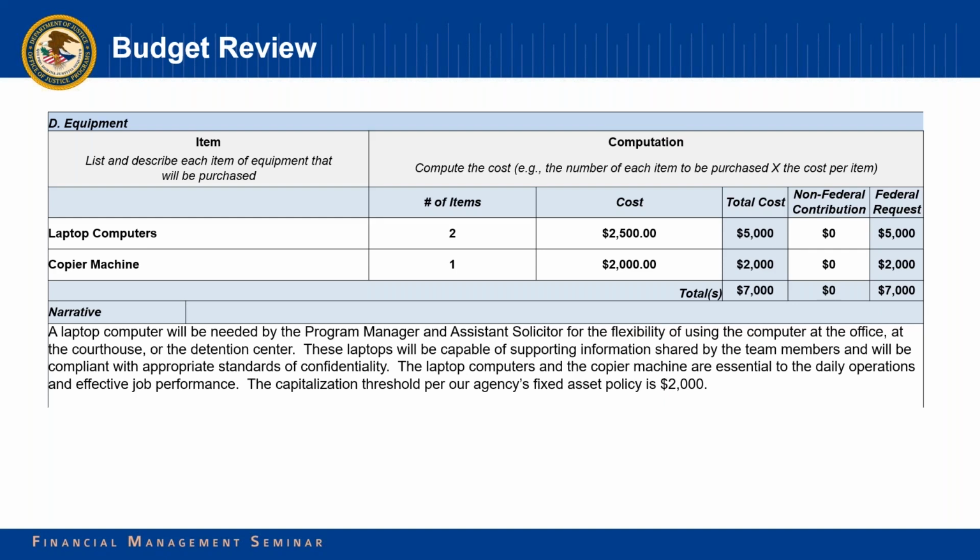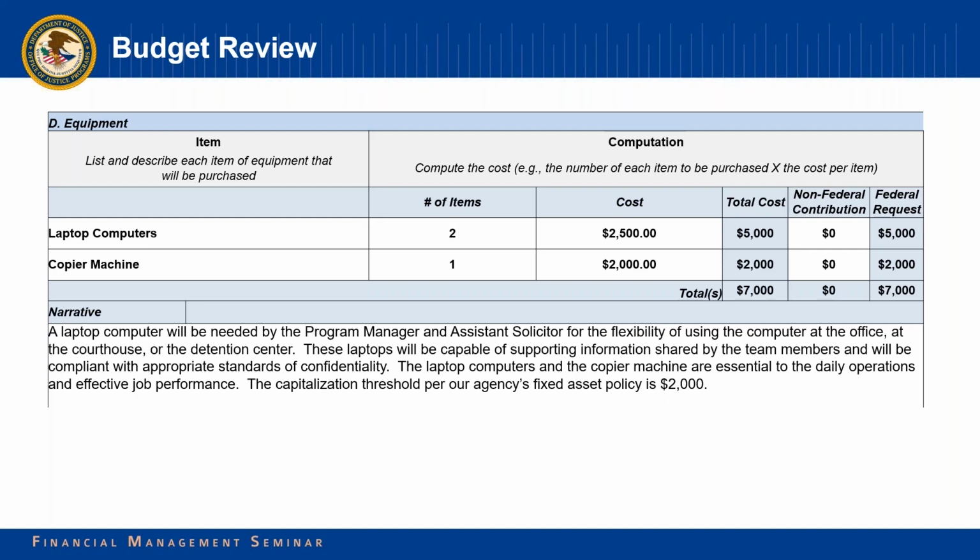So this will tell me that if a unit costs $2,500, I should automatically know that they're not following the federal policy, because the federal policy's cost for capitalization is $5,000 or more. It also lists a copier machine, 1 item at $2,000 each.